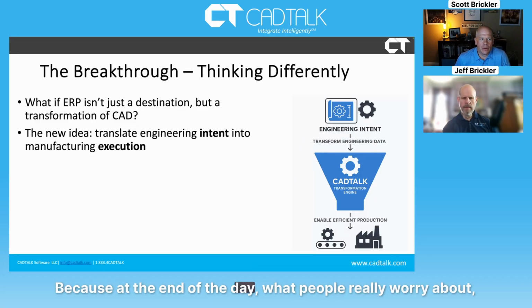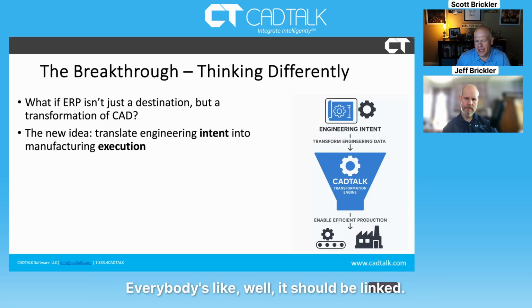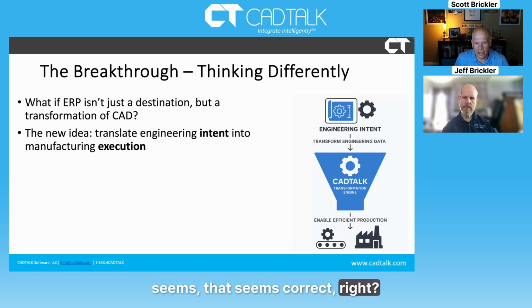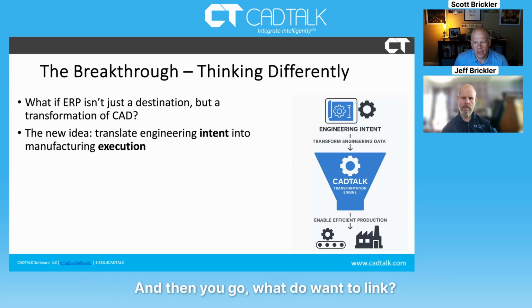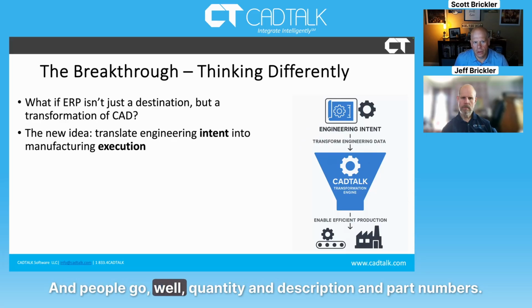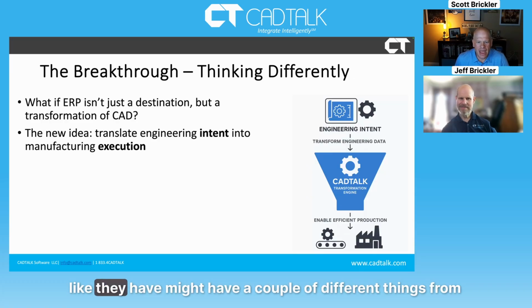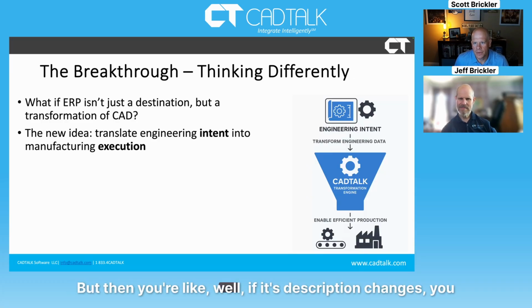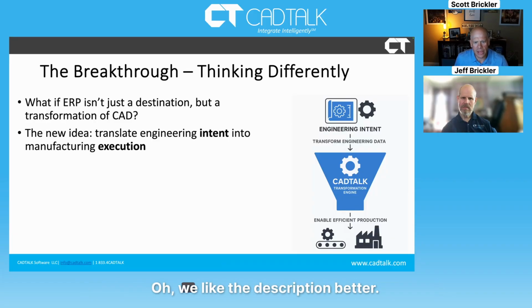Because at the end of the day, what people really worry about, and this is probably more controversial, is that everybody says it should be linked. That seems correct, right? They should be the same. Well, yeah, but the linking is the problem. What do you want to link? People say quantity and description and part numbers. Anything else? No. But then if the description changes, you should write it back. Why are you changing the description? Well, we like the description better. Well, if it doesn't matter?